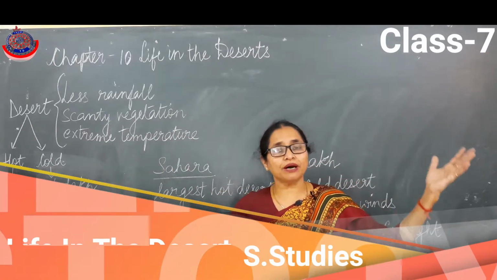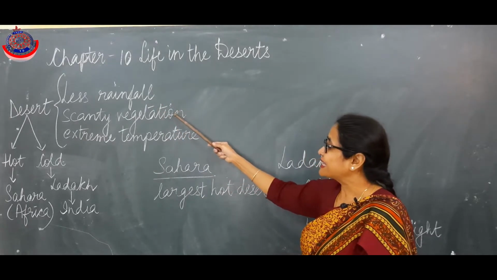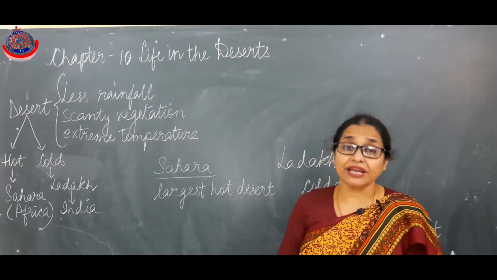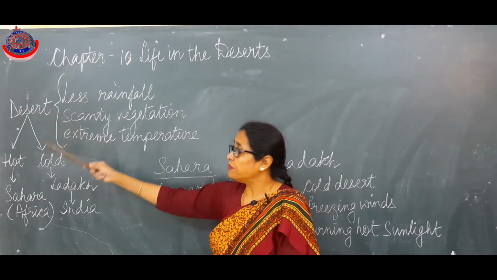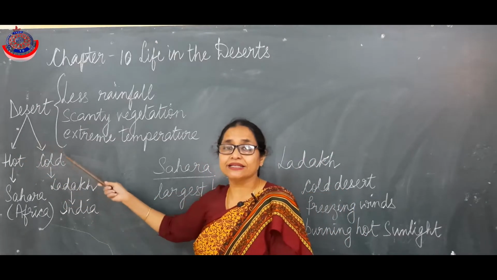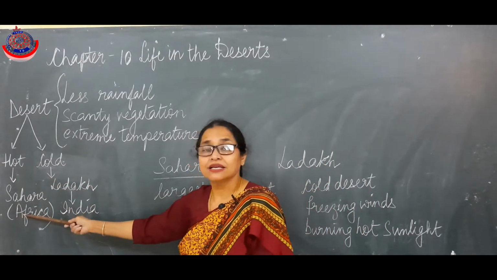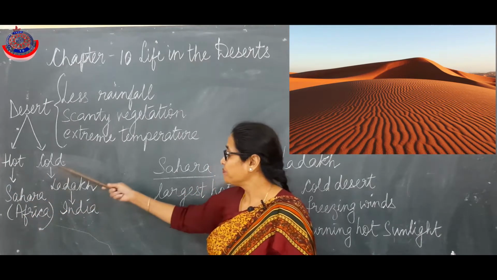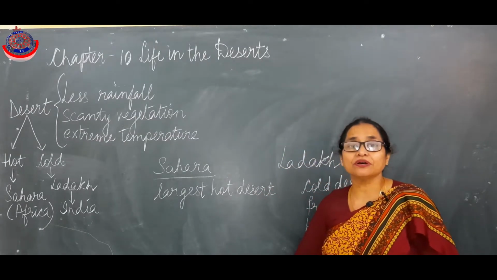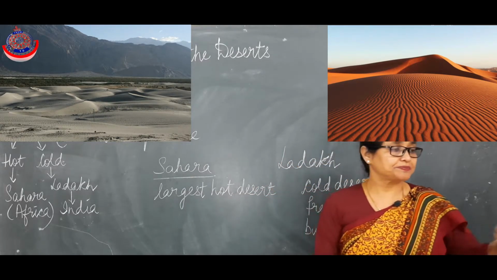Chapter number 10 of Geography, Life in the Desert. The moment you think about a desert, we think about less rainfall, scanty vegetation and extreme temperature. Yes, you are right. Now, deserts basically are of two kinds. One is the hot desert, another is the cold desert. An example of a hot desert is the Sahara in Africa and Ladakh desert in India. In this chapter, we are going to study about both these deserts.